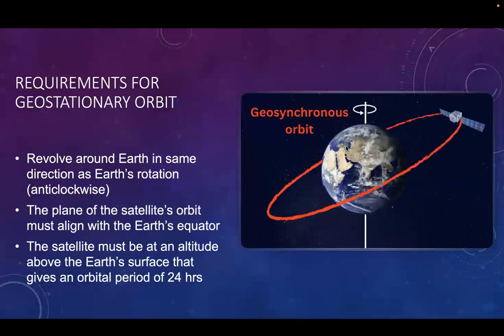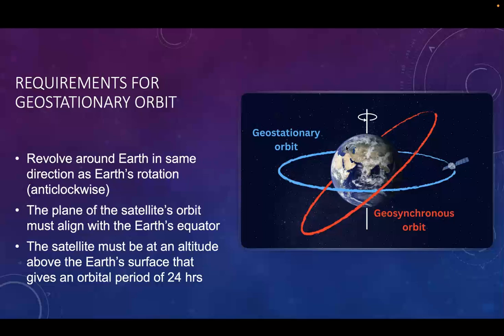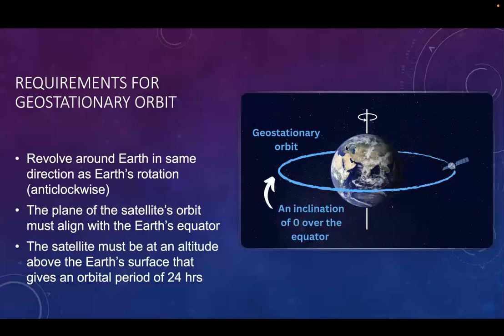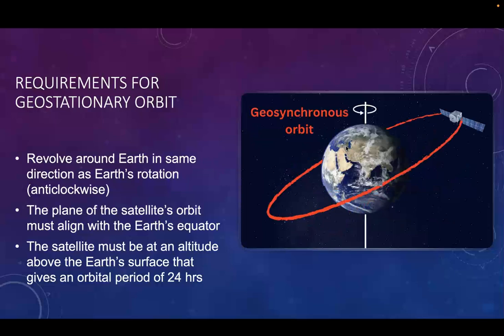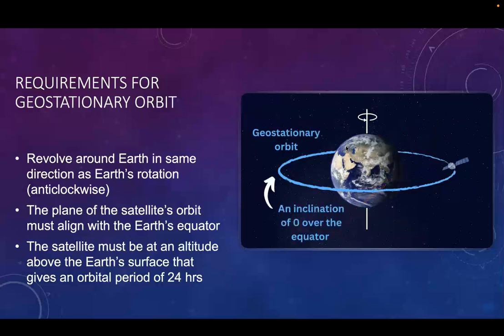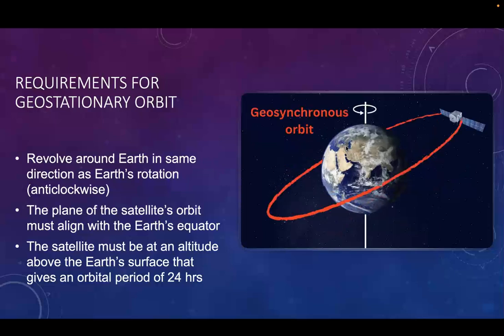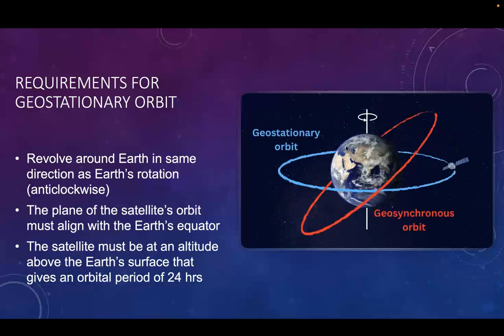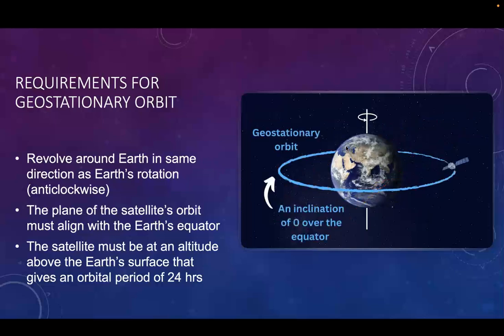So if you're inclined at 0 degrees to the equator, and you're orbiting anti-clockwise, because the Earth rotates anti-clockwise, you will have achieved a geostationary orbit, and you'll be in a fixed position above the Earth's surface. All right, so there are 3 requirements. So 1 and 2 are pretty obvious.